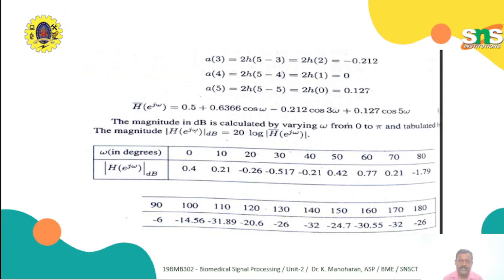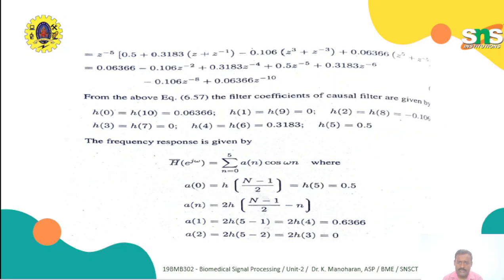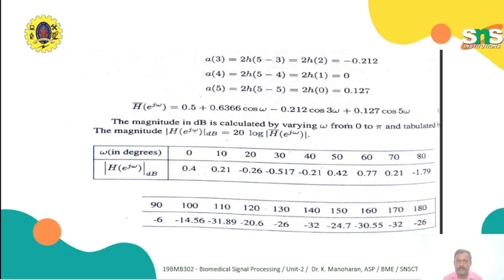Now look at a of 3. So a of 3 equal to 2 into h of 5 minus 3. So 5 minus 3 is 2. So we need to take h of 2. So 2 into h of 2, look at the value. h of 2 equal to h of 8 equal to minus 0.106. So multiplying with 2, we get minus 0.212.